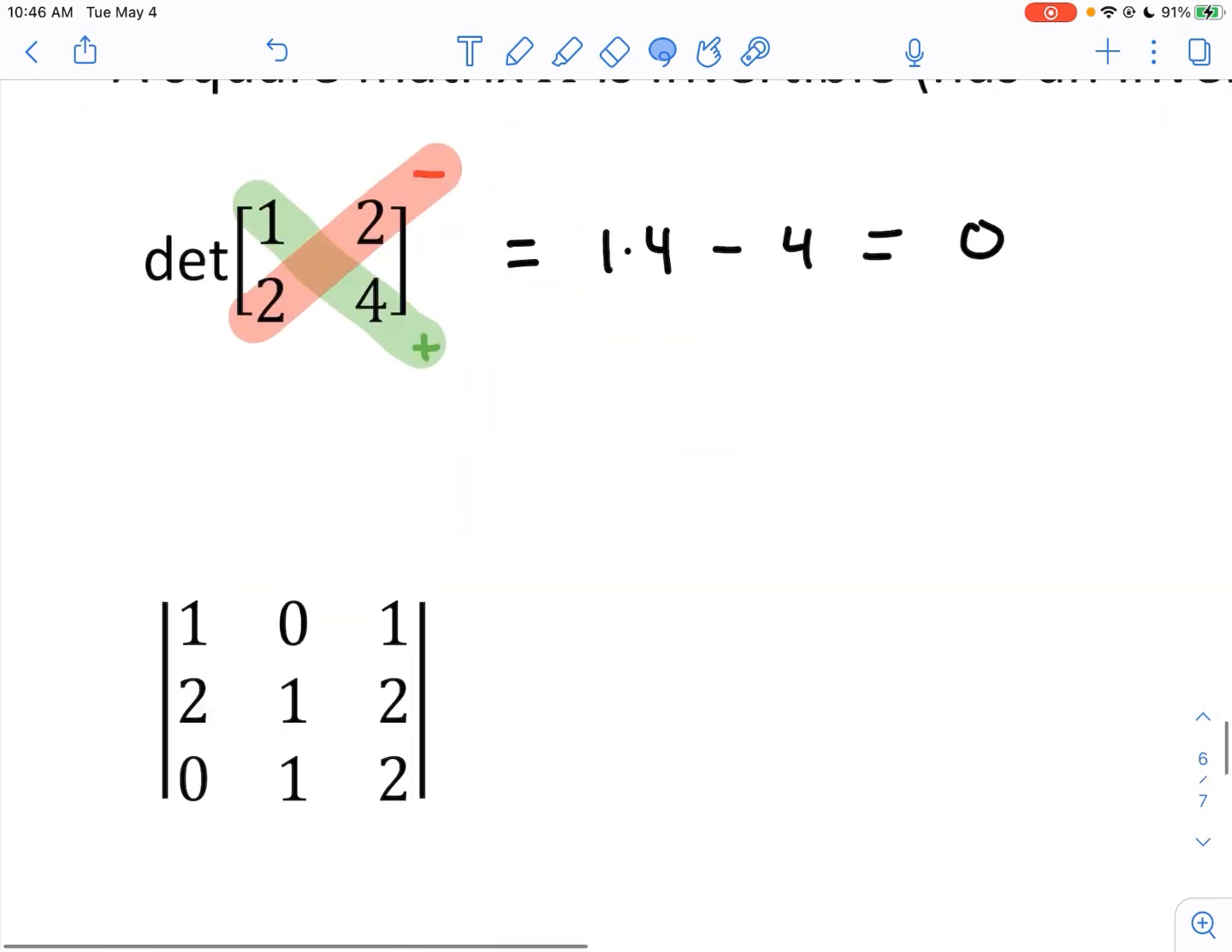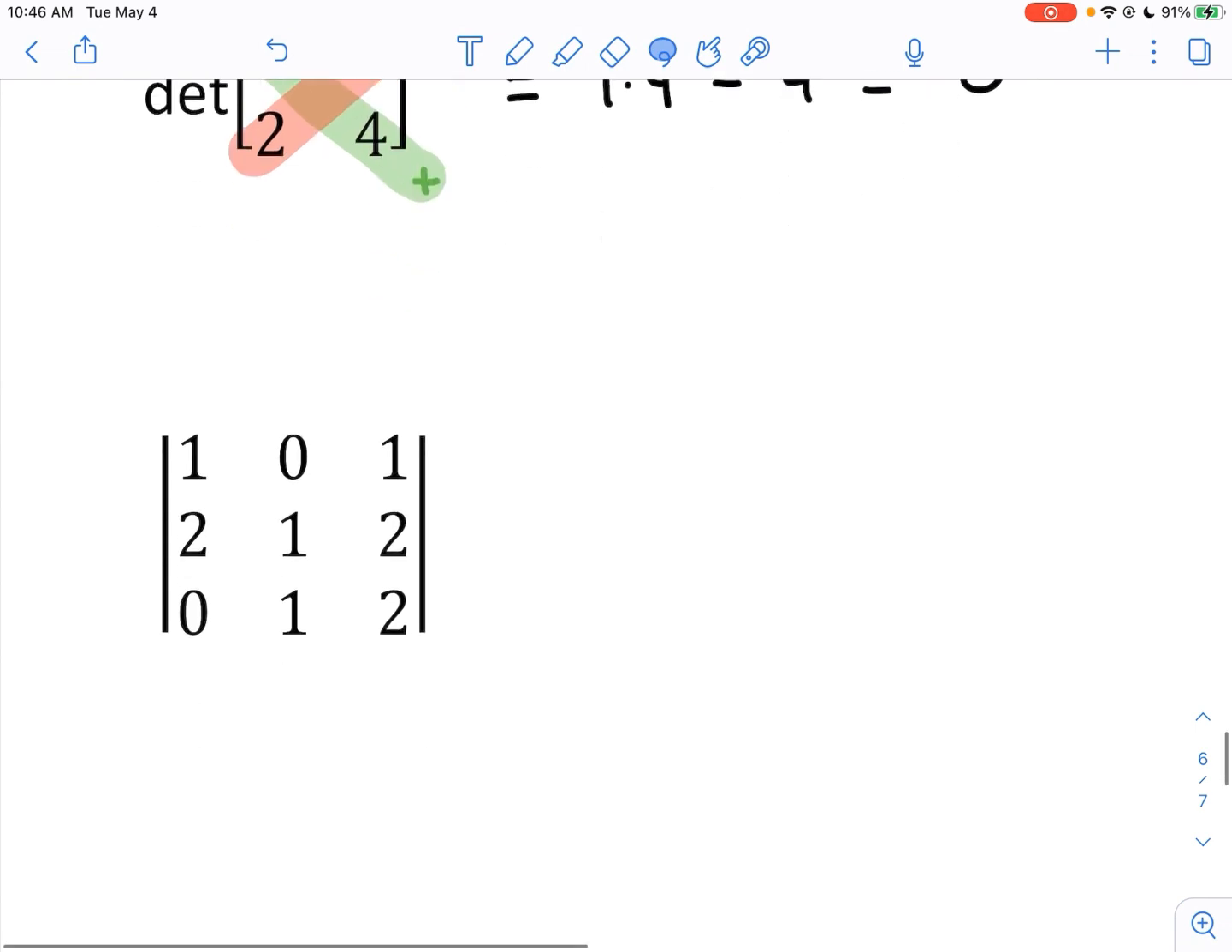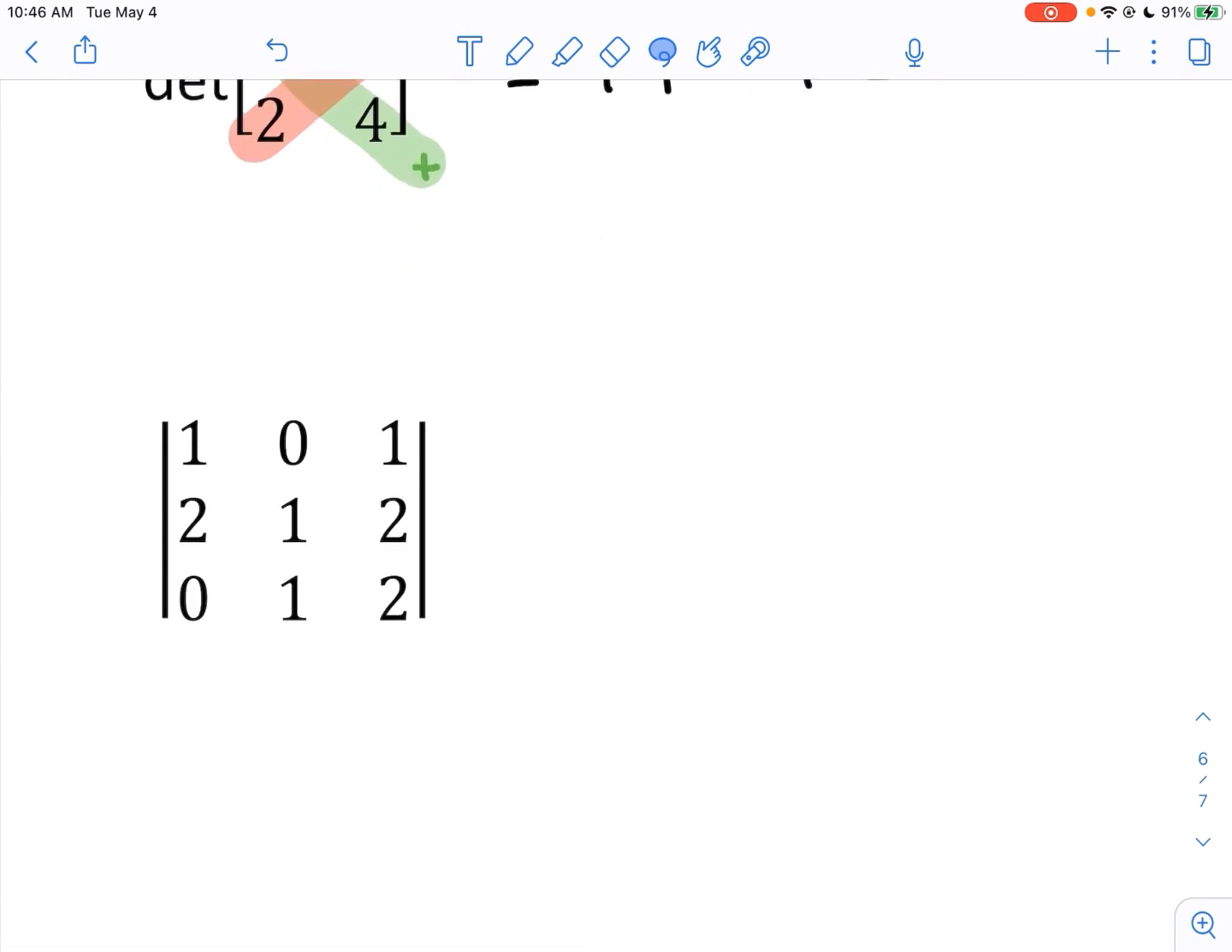Now, for 2 by 2s, you do this crisscross pattern, but for 3 by 3s and larger, you need to do something that's called cofactor expansion. You want to identify the row or column that has the most zeros. That'll keep your computations at a minimum. And I'm looking at the first column or the first row. They both have one 0. So it doesn't really matter which one I pick. Let's go with the first column.